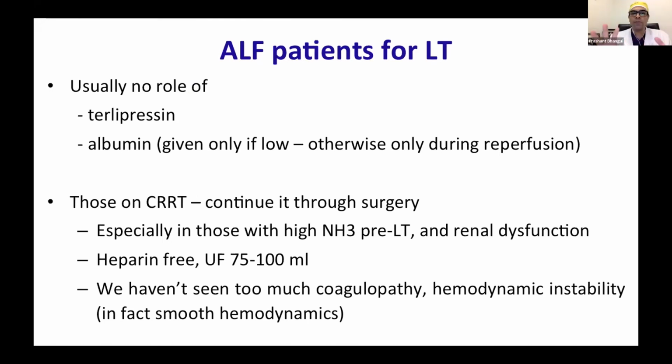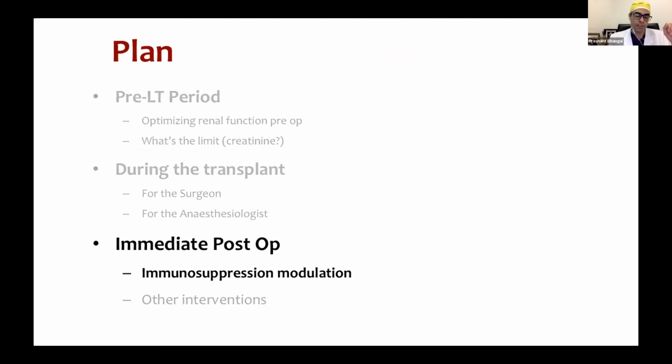Usually there is no role of terlipressin or albumin unless it's really low, or they use it only during reperfusion. But we have a tendency nowadays, and we found very good results. Those who have been on CRRT pre-LT, we continue it through surgery, especially in those who have high ammonia levels pre-LT and renal dysfunction. It is heparin-free, and ultrafiltrate is about 75 to 100 ml. We haven't seen too much coagulopathy or hemodynamic instability. In fact, the hemodynamics are very, very smooth. So we practice side clamping and we continue the CRRT throughout the surgery in these patients.